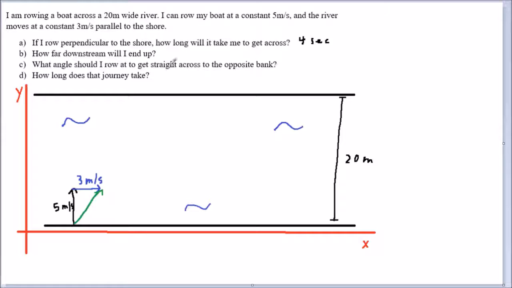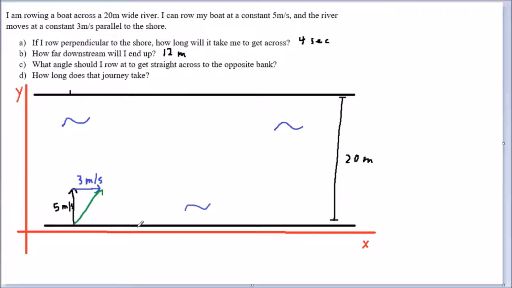Now, how far downstream will I end up? Again, this y velocity doesn't affect the x velocity. We want to see how far in the x direction we will end up. If we're going for 4 seconds, and every second we move 3 meters more in the x direction, then we just multiply those together, and we get 12 meters. So we end up 12 meters downstream of our original position, because the river carried us that far. So now, what angle should I row at to get straight across to the opposite bank?